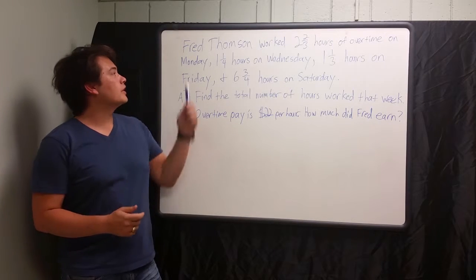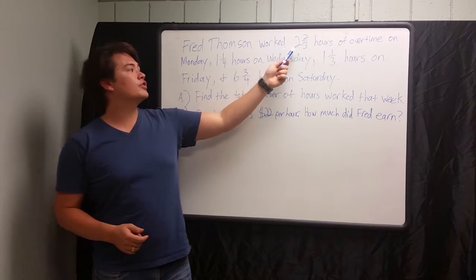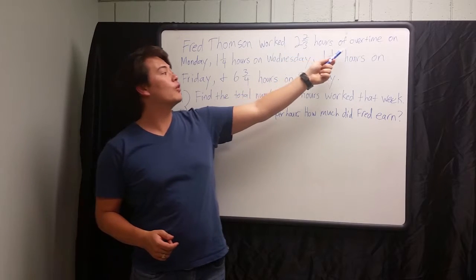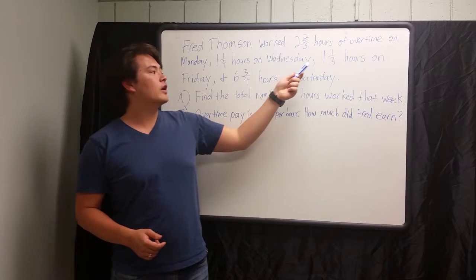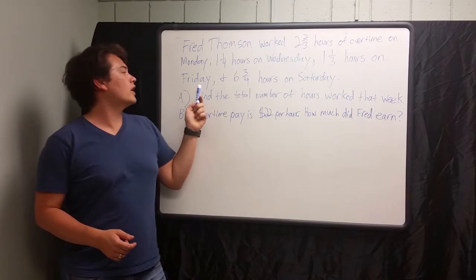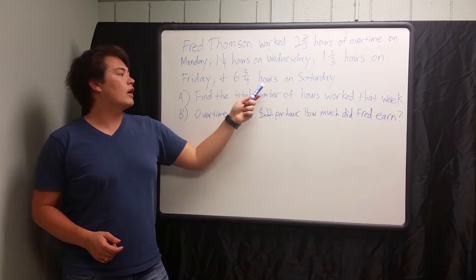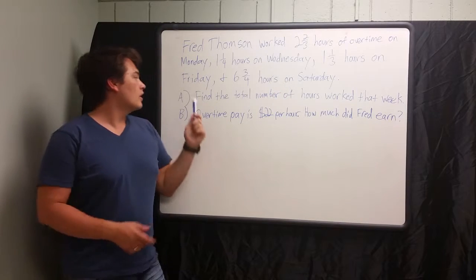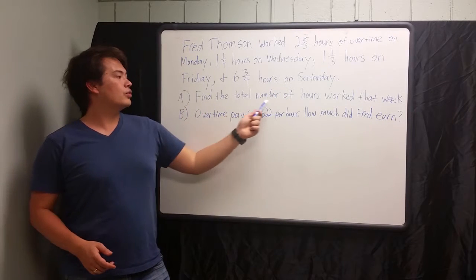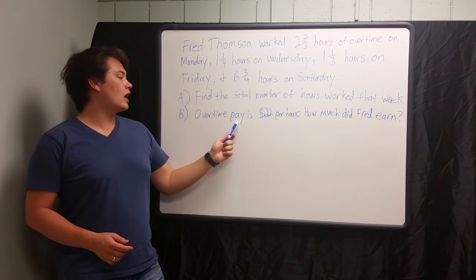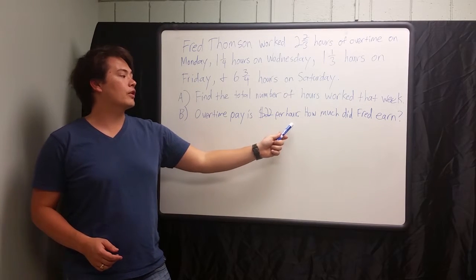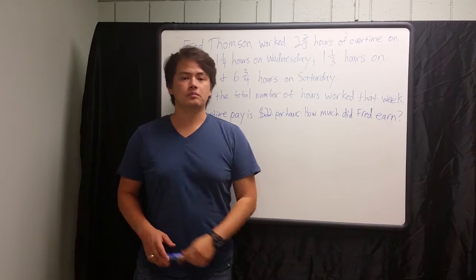This question is asking, Fred Thompson worked 2 2/3 hours of overtime on Monday, 1 1/4 hours on Wednesday, 1 1/3 hours on Friday, and 6 3/4 hours on Saturday. Part A is find the total number of hours worked that week, and Part B is overtime pay is $22 per hour. How much did Fred earn?